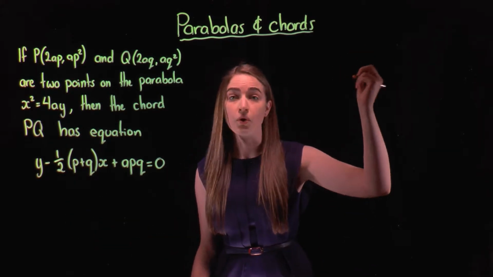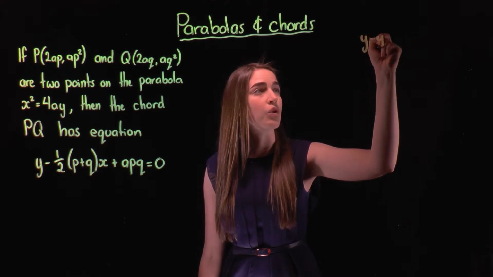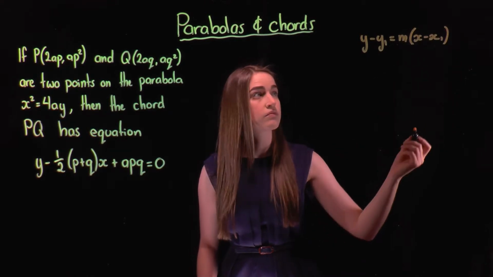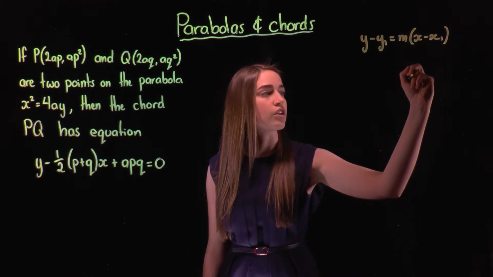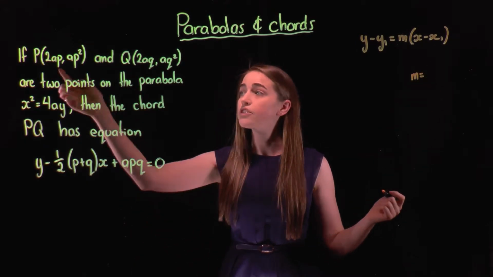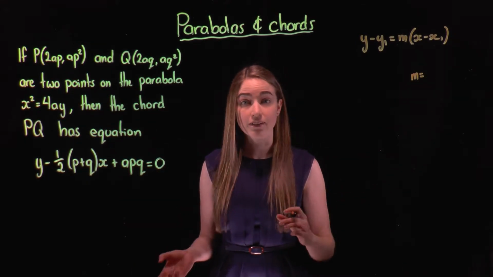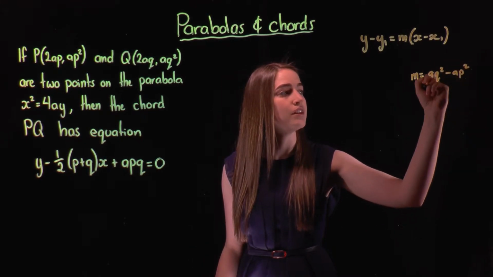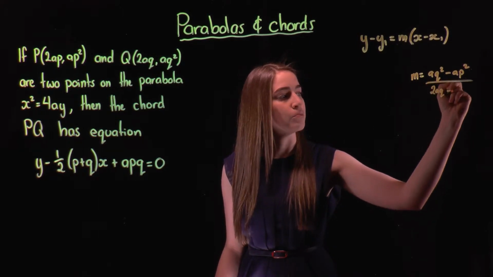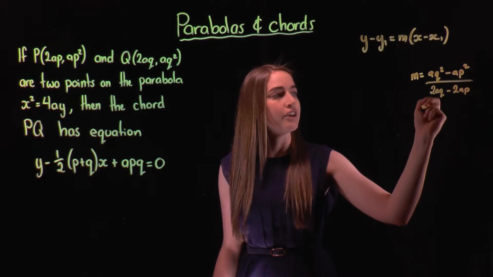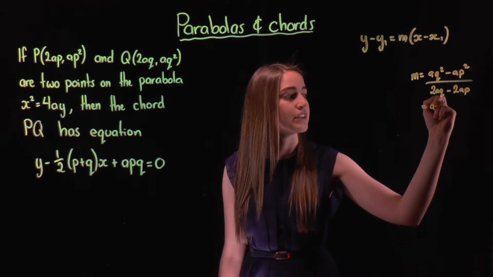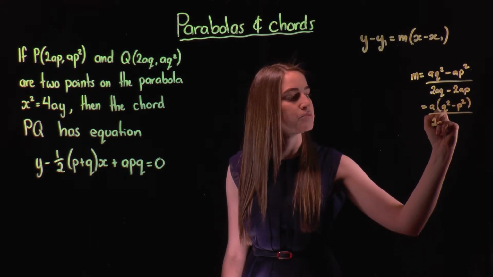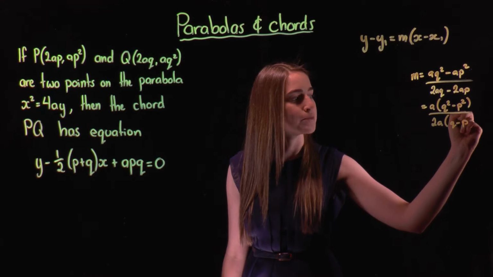To do that, we're going to use the point gradient formula, which is y minus y1 equals m outside of x minus x1. Now to find m, I'm just going to do this off to the side here. We've got our 2 points, so we're going to go y2 minus y1 over x2 minus x1. So we're going to have aq squared minus ap squared over 2aq minus 2ap. Now, if I factorize out a as my common factor in the numerator, I'll have a outside of q squared minus p squared. And in the denominator, I can pull out 2a, and I'll have q minus p.